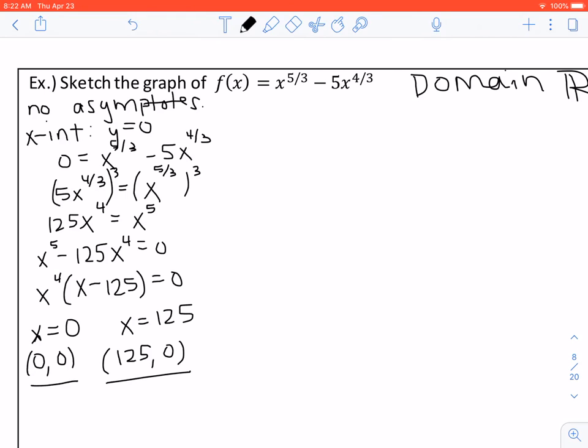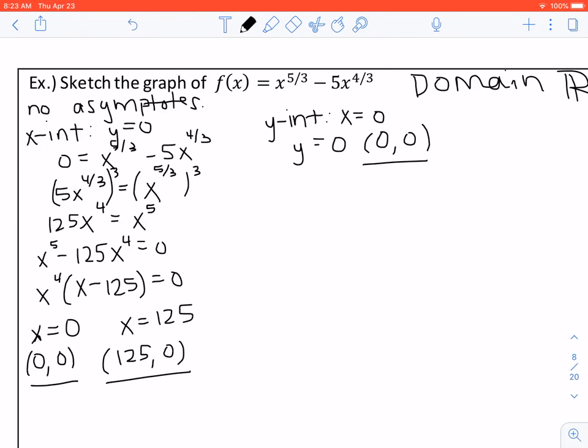Next thing is for my y-intercept. This is where we make x equal 0. And when we make x equal 0, we have y is equal to 0 to the 5/3 minus 5 times 0, which is just 0. So 0, 0. So our x-intercept and our y-intercept.